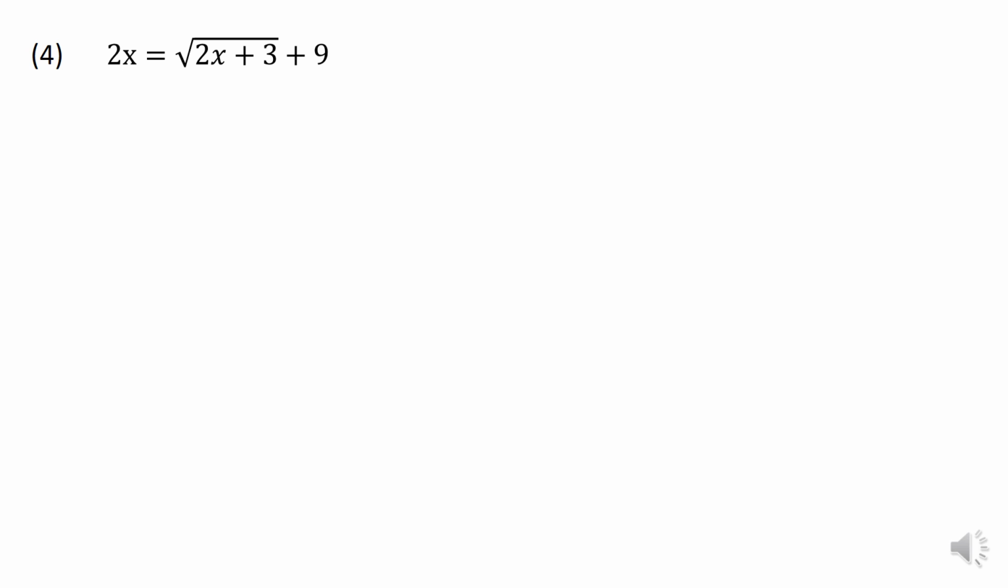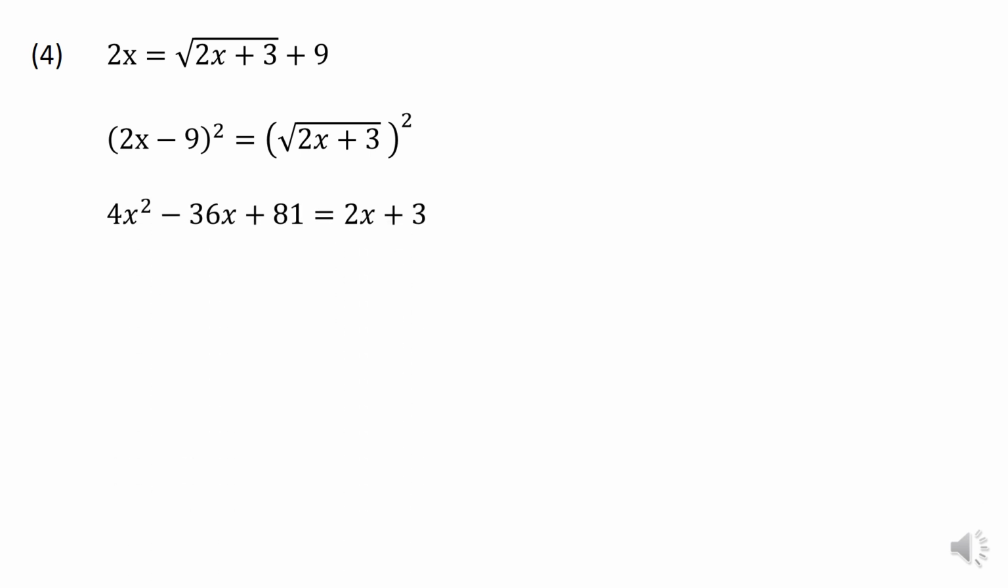Number 4. 2x is equal to square root 2x plus 3 plus 9. Taking over the 9 and having the surd alone, we can square both sides. So we have 4x squared minus 36x plus 81 equaling 2x plus 3. Getting everything onto one side, we have 4x squared minus 38x plus 78 equals 0. Simplifying it further, we have 2x squared minus 19x plus 39 equal to 0.